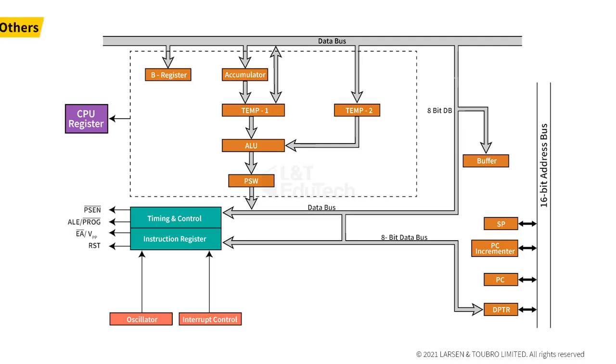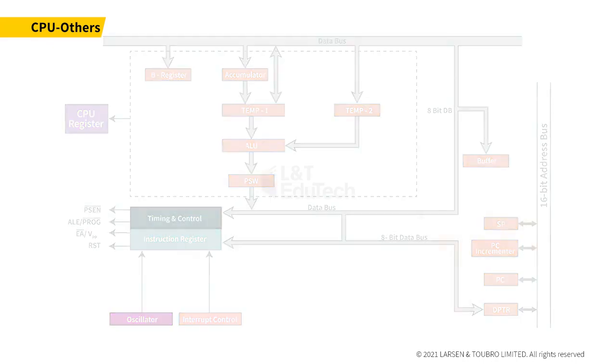Next, other than the sub-blocks considered, there are some registers available inside the CPU called special function registers located inside the RAM IC. Interrupt control is a part of the CPU, but for convenience, it's given as a separate block. Timing and control unit has a close association with oscillator circuit. So these are all the additional parts of discussion. Thus, we have completed our discussion on the CPU of 8051.